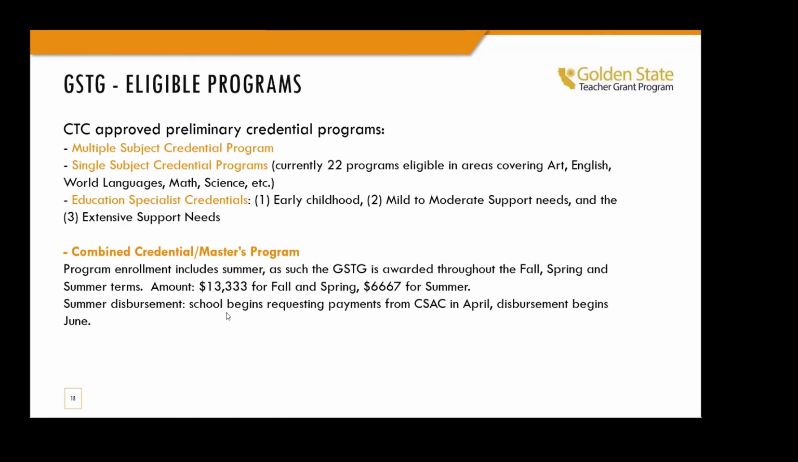So typically you'll see this as about $13,333 for the fall and the spring, and then the remainder $6,667 for the summer. Summer disbursement, we begin requesting payments from CSAC in April, because this is after we confirm your registration that you have enrolled for the summer, and we start getting payments in June. So if you are enrolled in this program, you would expect to get a payment in June, or beginning with June.